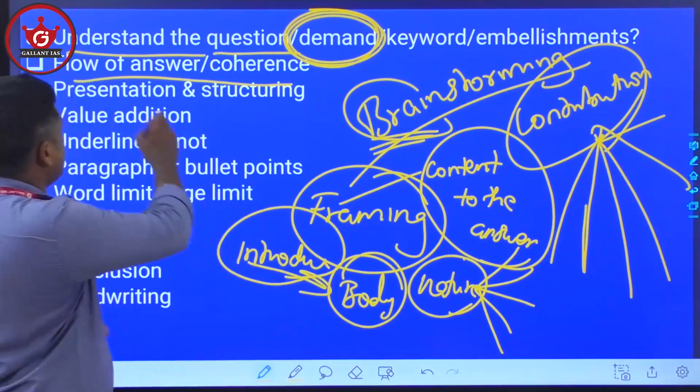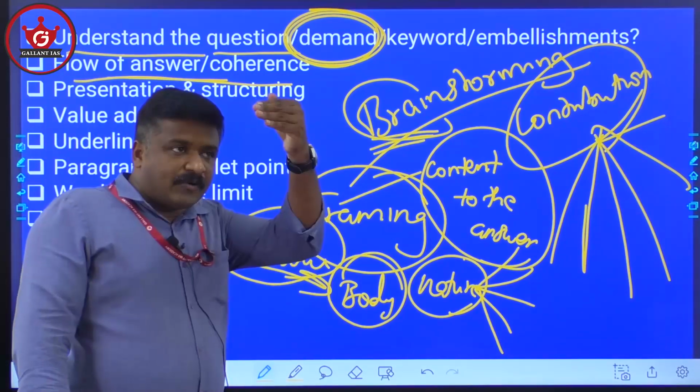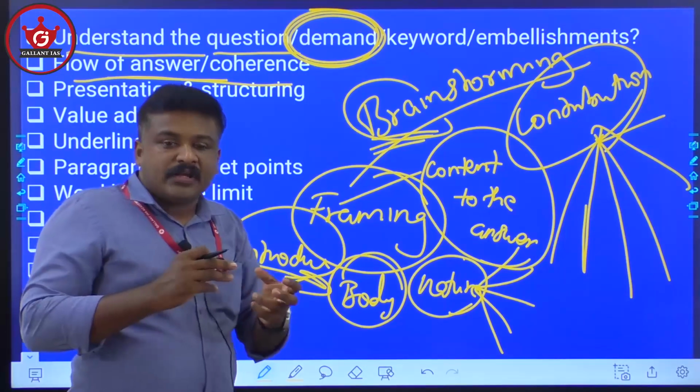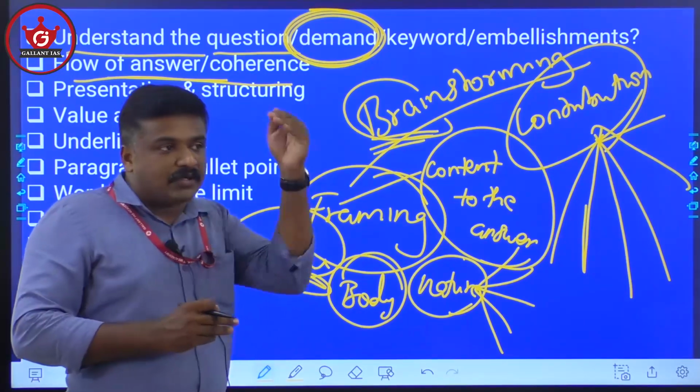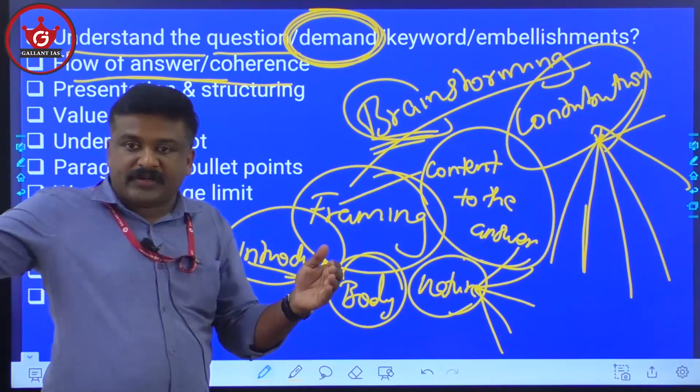Now you maintain a flow of the answer. When you write this answer, from paragraph to paragraph and sentence to sentence, you maintain a connection. It should not be that you write something, then deviate totally to another paragraph, and deviate again to the next.